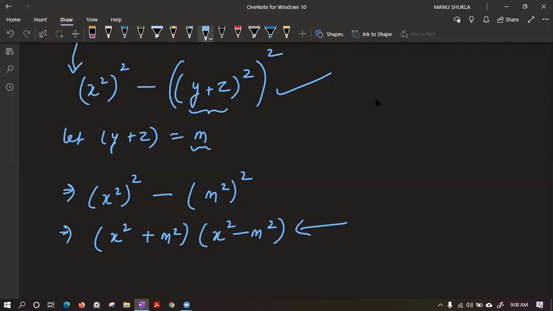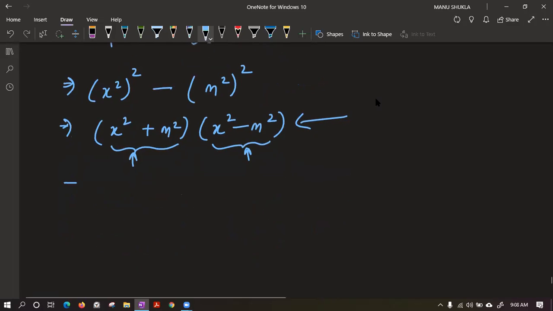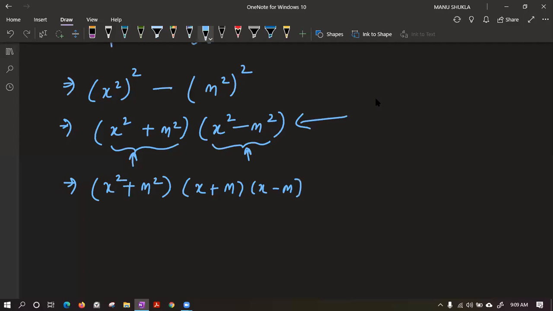Yes, it can be solved further. This is not an identity, but this is an identity. We can solve further and write like this: (x plus m)(x minus m). Now what do you say? Is it done? Shall we leave the answer like this? Is it done?